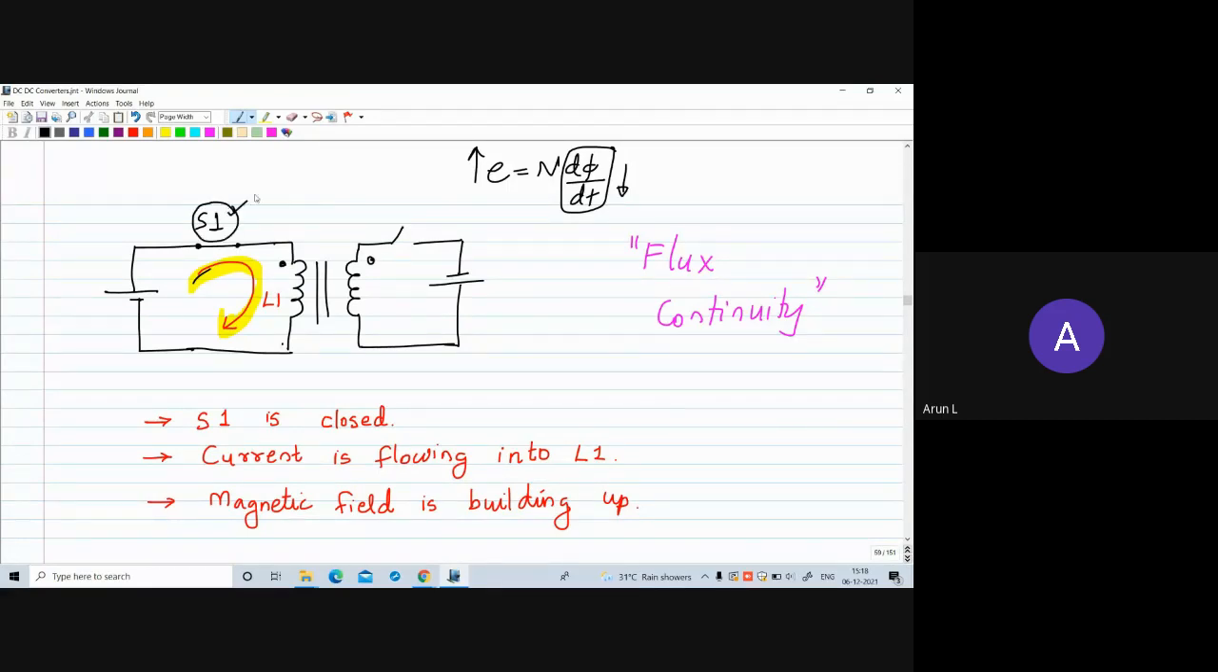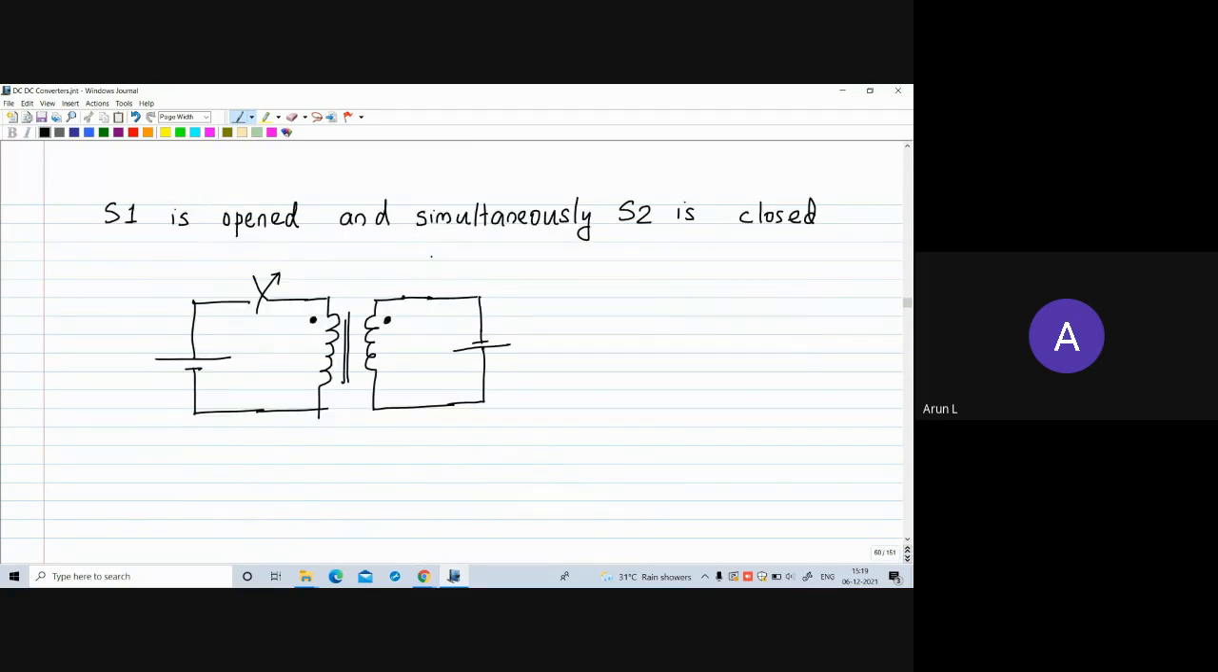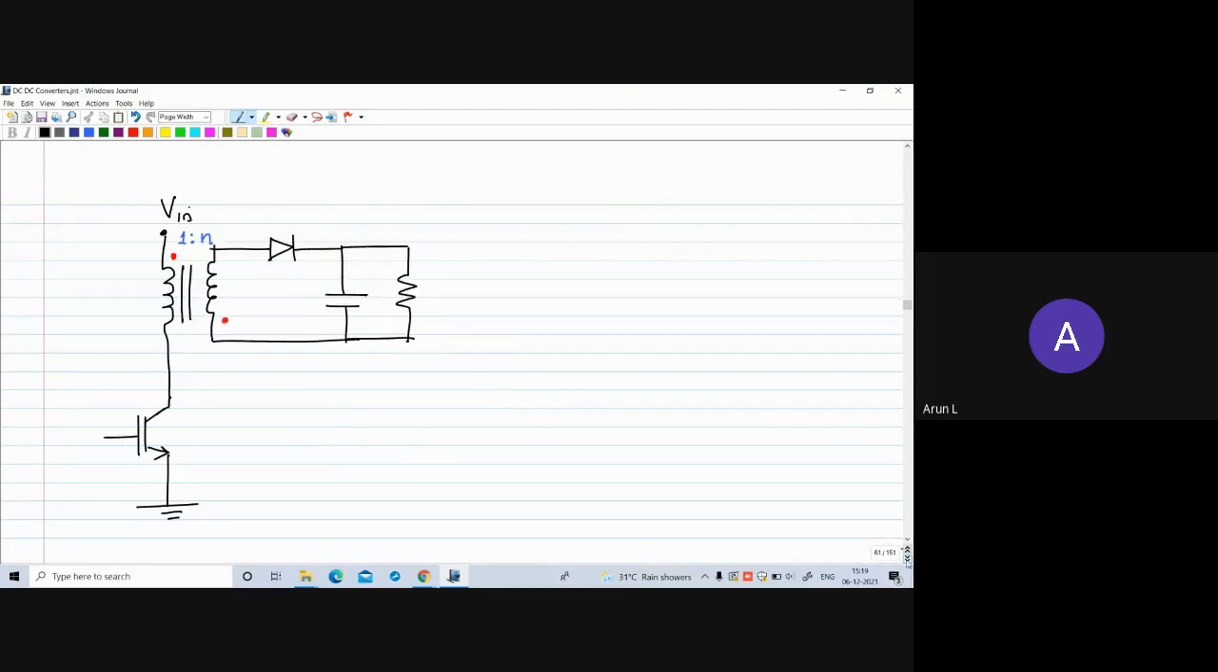So the moment you open switch S1, you can provide a path for current to flow in the other winding so that the same flux is maintained in the core. So it will satisfy flux continuity. So when S1 is open, simultaneously S2 is closed. So current will flow in the second winding and the magnetic field in the core will be maintained and we will get flux continuity. So if you look into the flyback converter, the same thing is happening here.